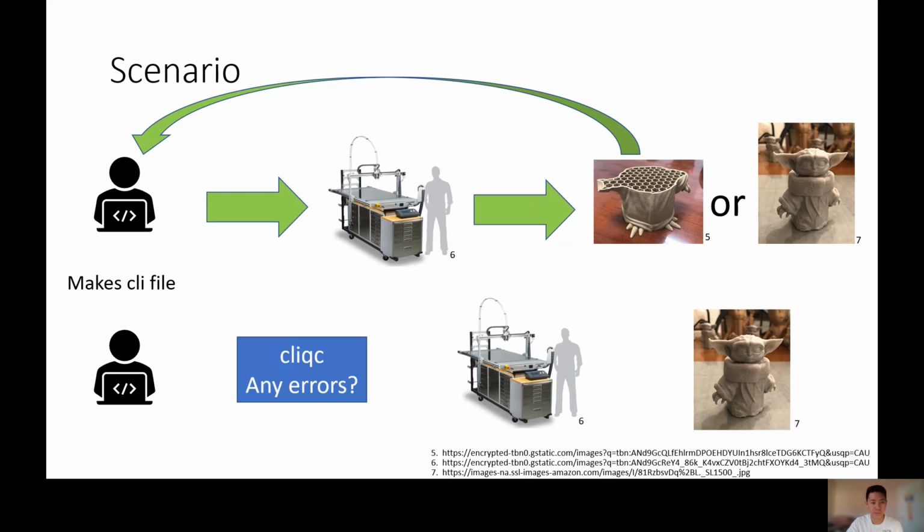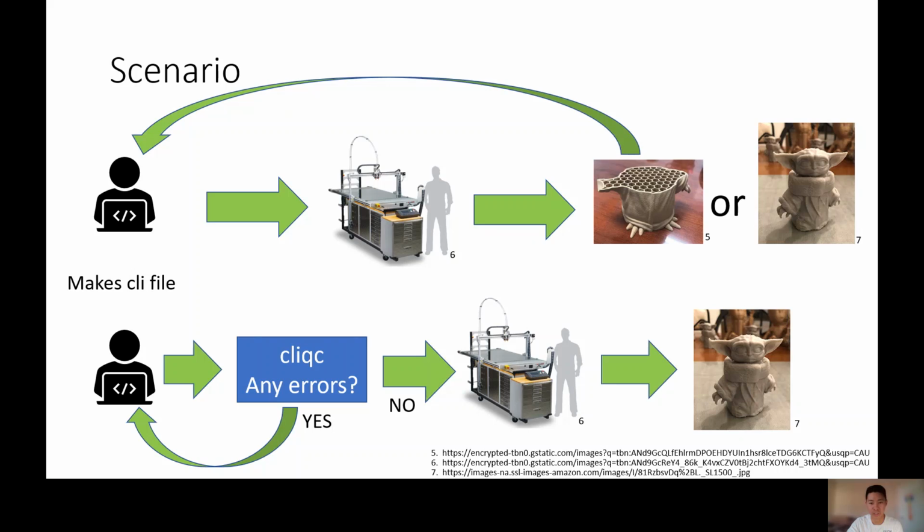So here's another scenario. The user makes a CLI file and feeds it into the CLI QC program, and it will check for any kinds of errors. If there are errors, then it will give feedback to the user, and the user can keep doing this until he gets a perfect CLI file. If there are no errors, then he can feed it to the 3D printer, and the 3D printer will then make something that the user expects to have, or hopefully something that he expects to have.